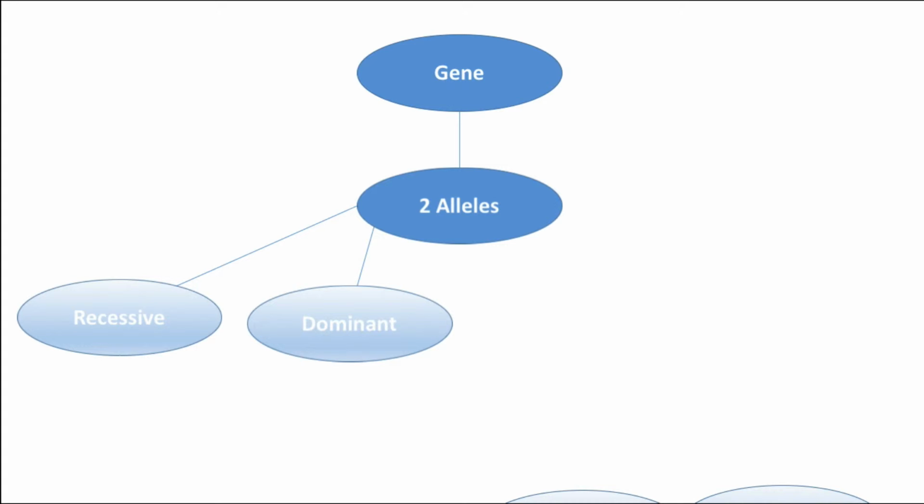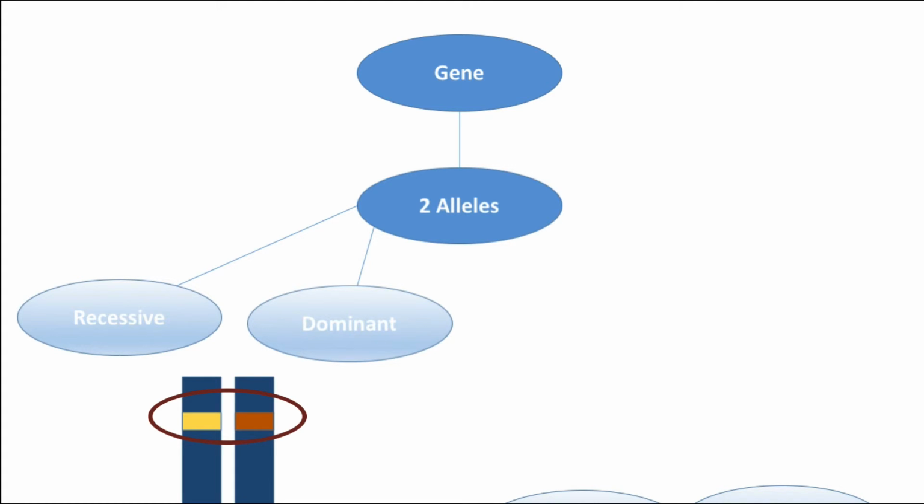For example, these two alleles form a gene that codes for hair color. So the dark hair allele on the right is dominant, so we'll give it an uppercase D for dark. And then the light hair allele on the left is recessive, and we'll have the lowercase d for it. Notice here, the recessive allele always takes the lowercase letter of the dominant allele.